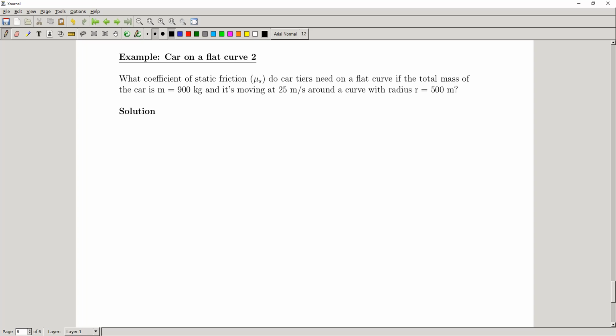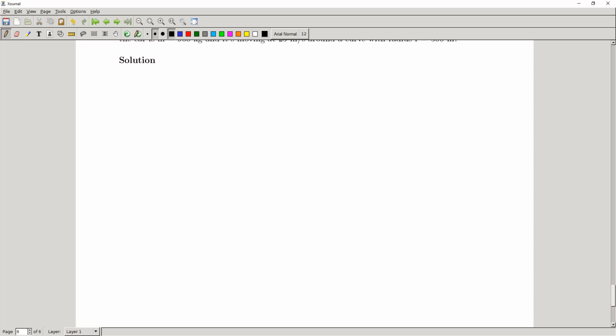So it's basically the same curve from above. We've given the mass of the car at 900 kilograms, and we want to know what mu sub s, what coefficient of static friction we need so that this car just stays in the curve. Okay.